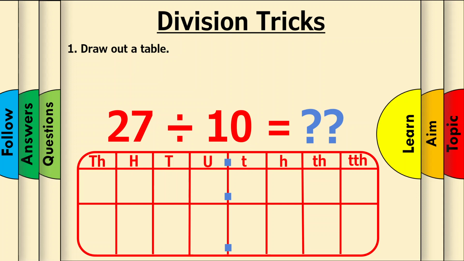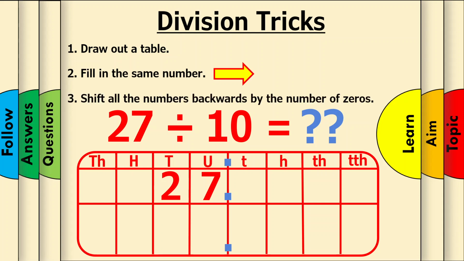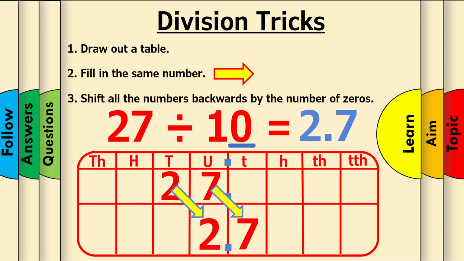Now, all we need to do is fill in the same number from left to right in this table. In this example, the number 2 is placed in the tens column, and the number 7 is placed in the units column, 27. In 27, there's no decimal, so we don't need to worry about it. Now, shift all the numbers in the grid backwards by the number of zeros in the other number. In this case, 10 has 1 zero, so we shift all the numbers in the grid by 1 column backwards, like so. 2 moves 1 column backwards, and so does 7. This makes the number 2.7, which is our answer.